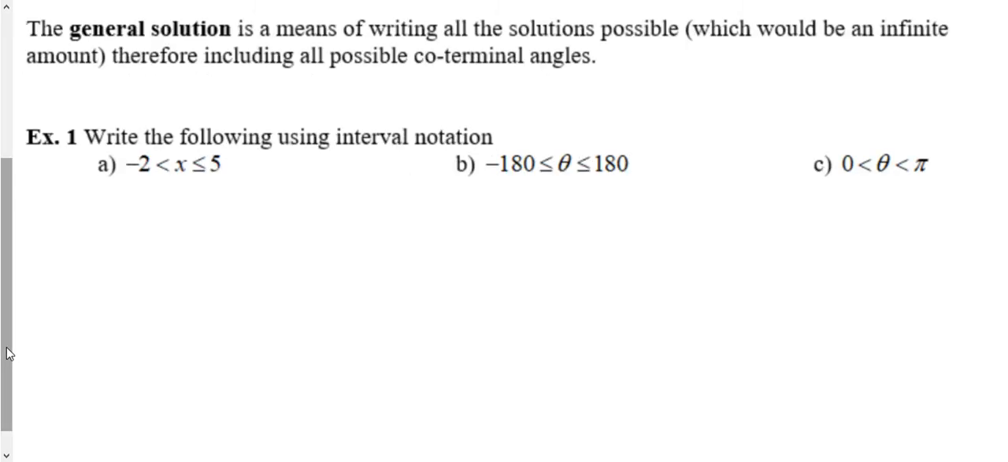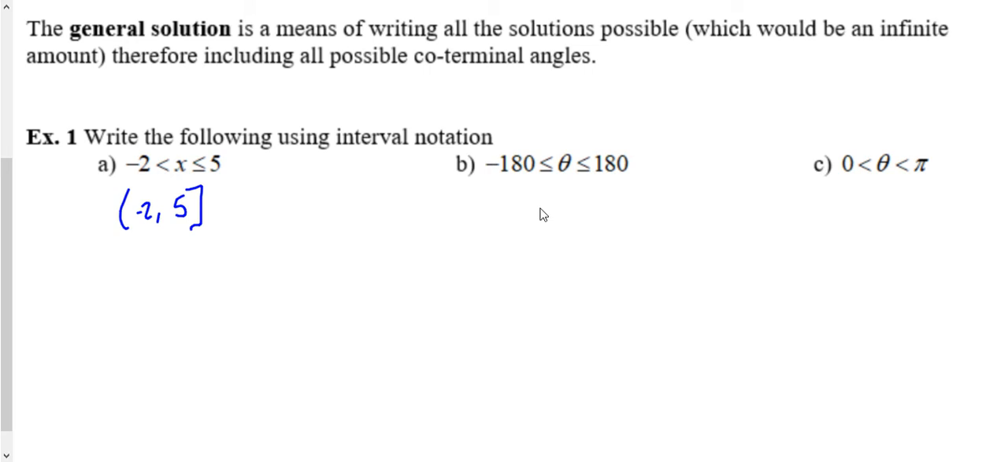Right away we have example 1 here, and it says to write the following using interval notation. So clearly this is some sort of domain that they gave us, and we're just rewriting it into interval notation. The first one is going to be (-2, 5]. Square bracket meaning we're including the 5. Rounded bracket means we do not include the -2.